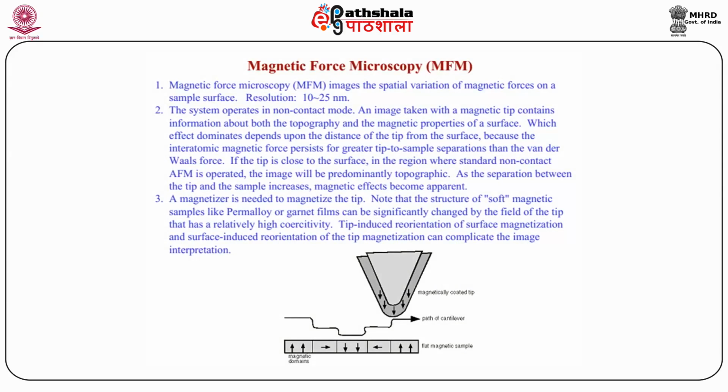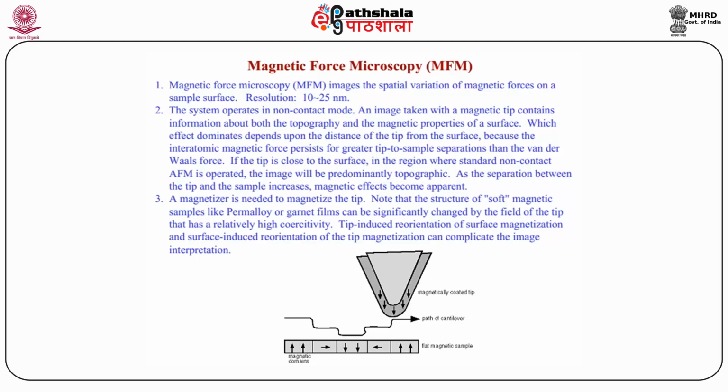Magnetic force microscopy images the spatial variation of magnetic forces on the sample surface. Resolution is 10 to 25 nanometers. The system operates in non-contact mode. An image taken with a magnetic tip contains information about both the topography and the magnetic properties of the surface. Which effects dominate depends upon the distance of the tip from the surface.